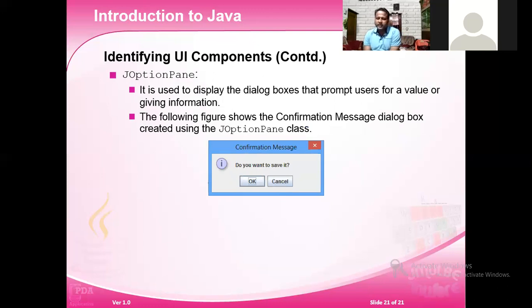J option pane, it is used to display the dialog boxes that prompt the user for a value or give information. J option pane. Do you want to save it? Do you want to delete? So we're using J option pane.